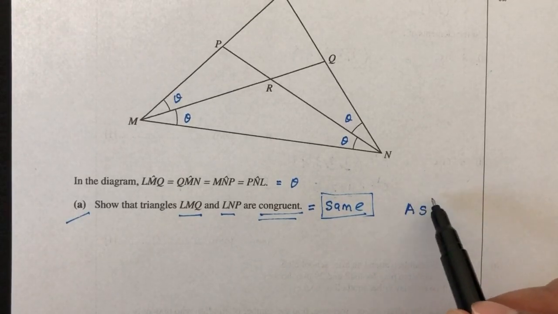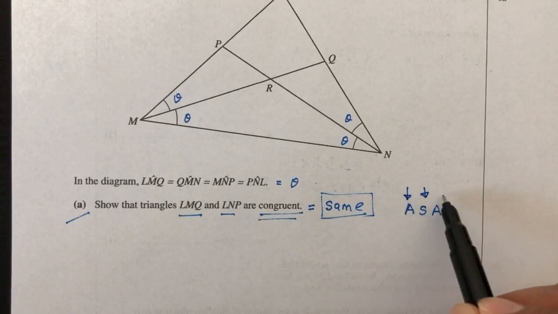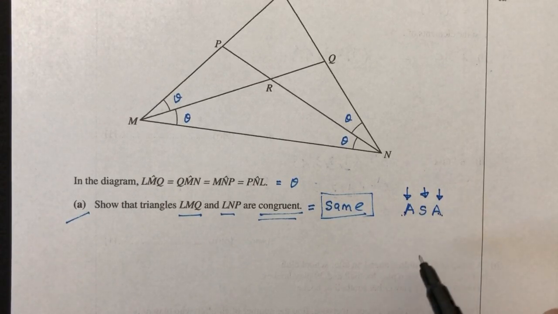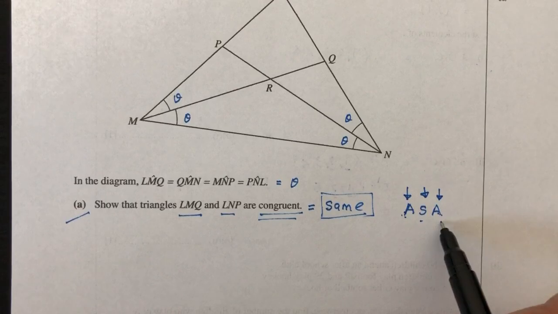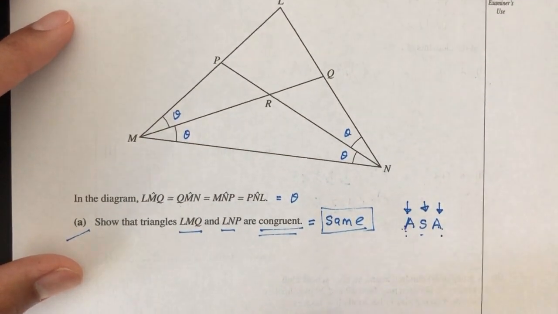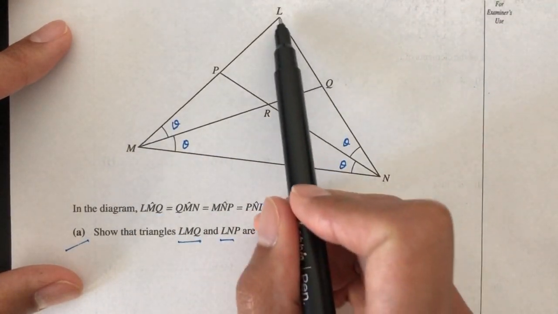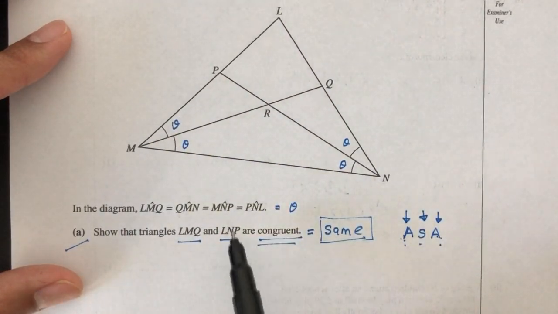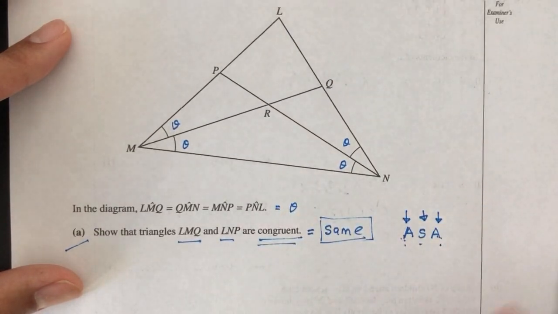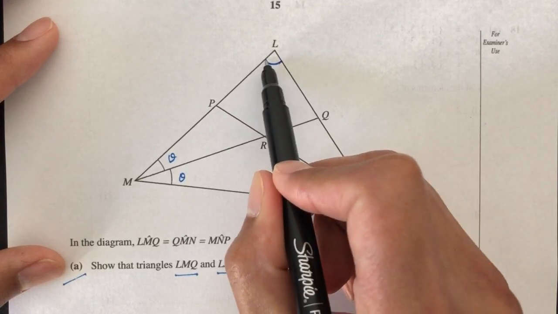So you will show that there's a side and there's 2 angles. So the side is between 2 angles which are the same. So we have to show that these 3 are the same. It will become congruent. So let me show you guys directly one by one. So we have LMQ. So LMQ is this one, as you can see. And we have LNP. So LNP is this one. So here we have the angle here.